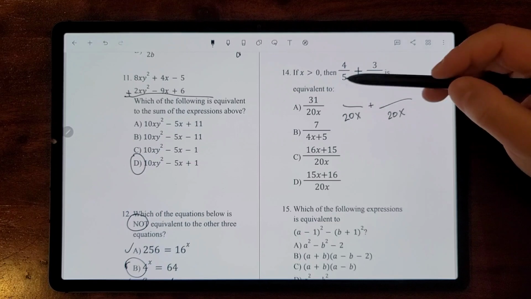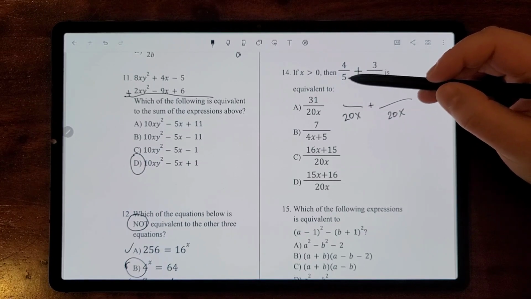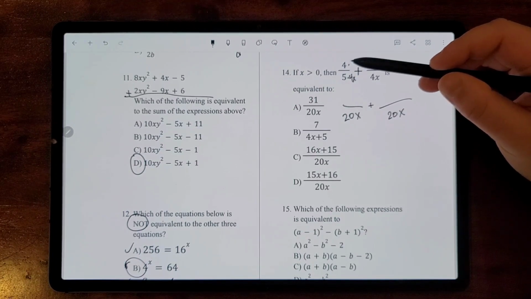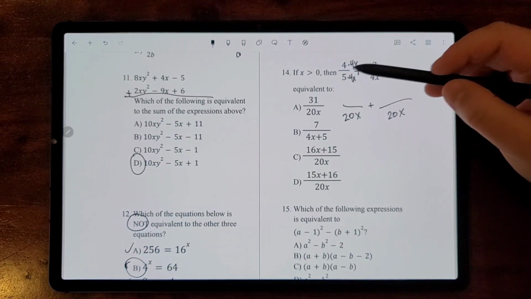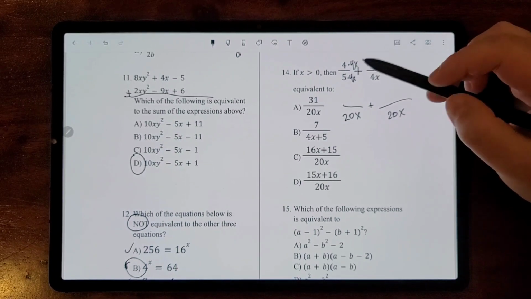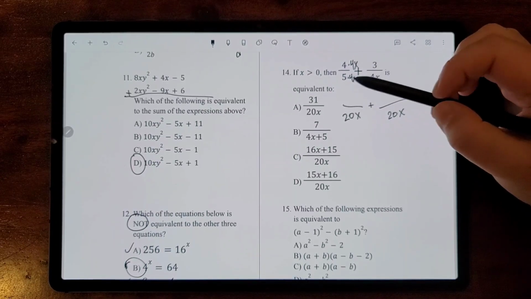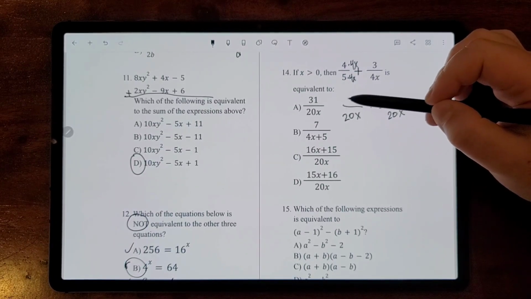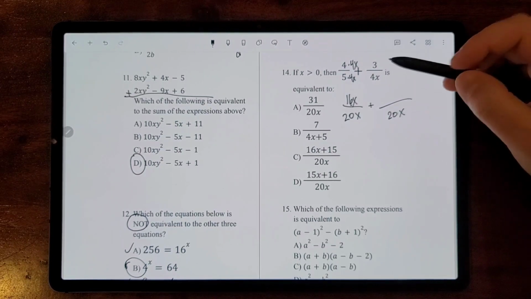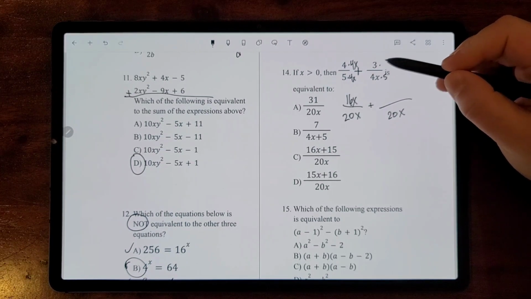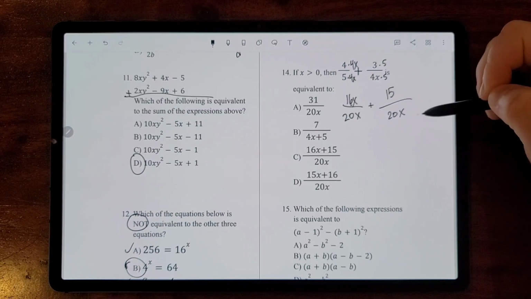What did I do to get 5 to turn into 20x? Well, I had to multiply by 4x. So if I do that on the bottom, I have to do that on the top. That way I'm changing the top and the bottom by the same amount, so I'm not changing the overall value. So now I have 4 times 4x, which is 16x. And then for 4x, to get to 20x, I had to multiply by 5, so I have to do the same thing on top. And that gives me 15.